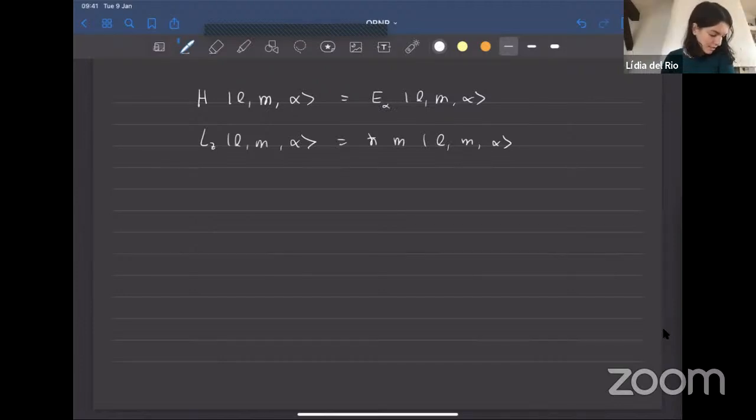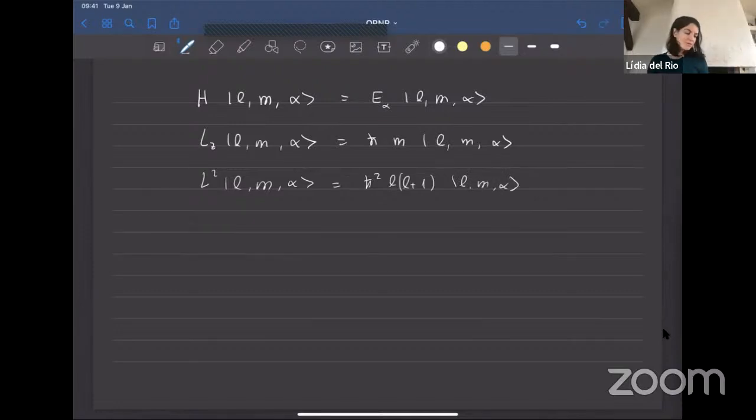That's what was missing. And L squared Y_lm^alpha is ħ² l(l+1) Y_lm^alpha, right? So now I have these three equations. And we even know the form of the wave functions, which is that this ψ_lm^alpha equals R.